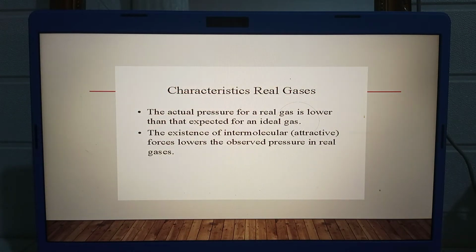Characteristics of real gases. The actual pressure for a real gas is lower than that expected for an ideal gas. The existence of intermolecular attractive forces lowers the observed pressure in real gases.